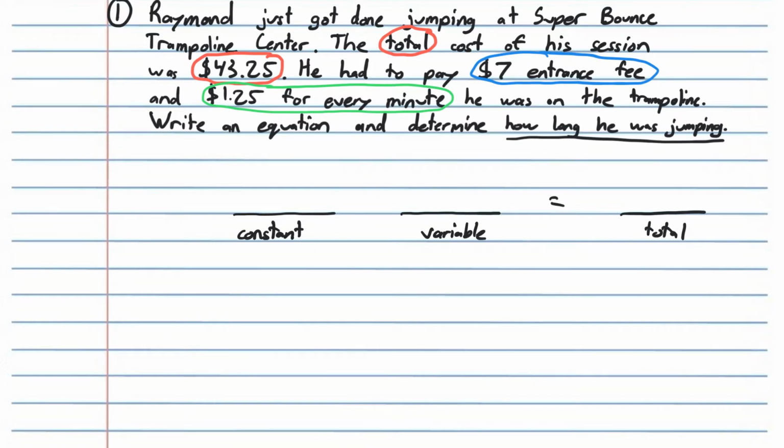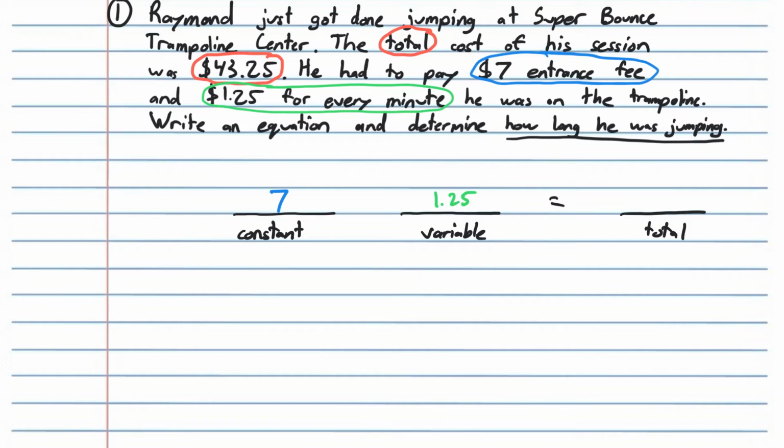Okay, so for the constant means it's not changing. So in this question, the part that doesn't change is the $7, right? He has to pay $7 just to get in. Okay, so that $7 is our constant amount. Okay, the variable part, that's the part that is changing, right? It depends on how long he's in there for. So that would be the $1.25.